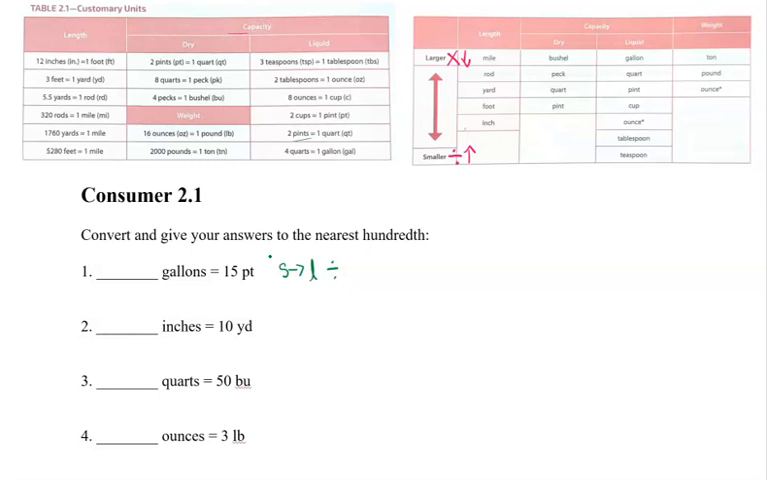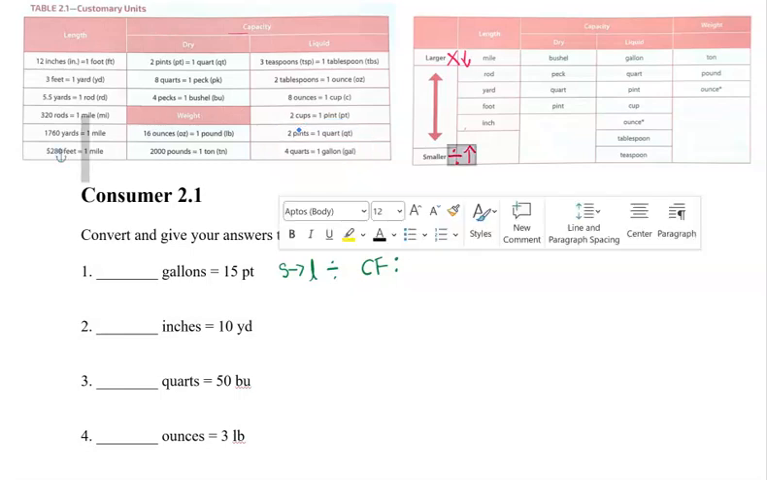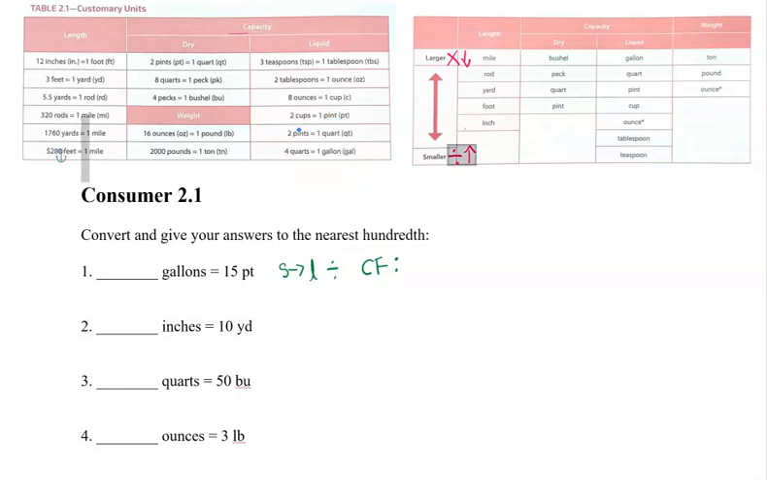And so now we need to know what our conversion factor is. Well, we're going to look up here on our left chart, and we see 2 pints is 1 quart, 4 quarts is 1 gallon. So our conversion factor is 2 times 4. So 2 times 4 is 8. And because we're dividing, we're going to take 15 and divide it by 8. And when we do that, we get 1.88 gallons.